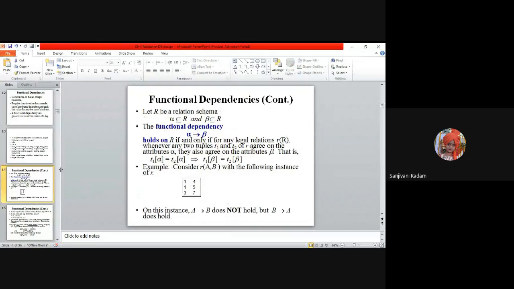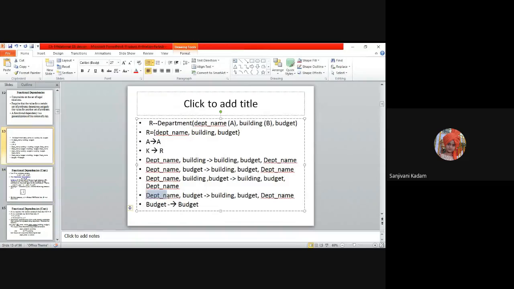But if I take alpha to be a department name, okay, alpha the proper any subset of K, this is my subset of K. K can be either this one or K can be either these three or K can be either these two also. So department name can give me budget, department name can give me building, and department name can give me department name also. So from this, if I take simply this one, this can also give me. So this is nothing but my alpha.